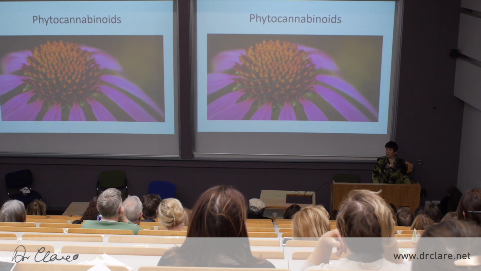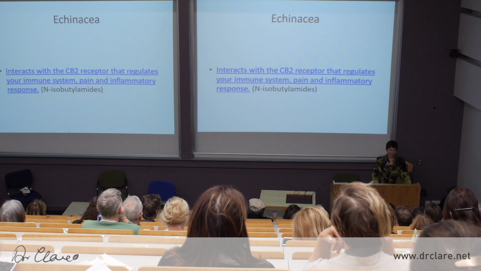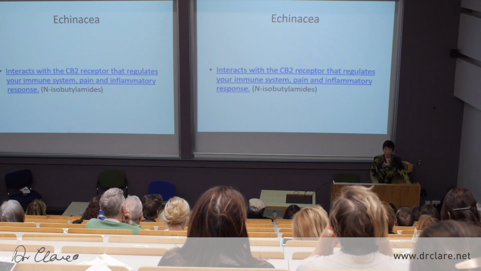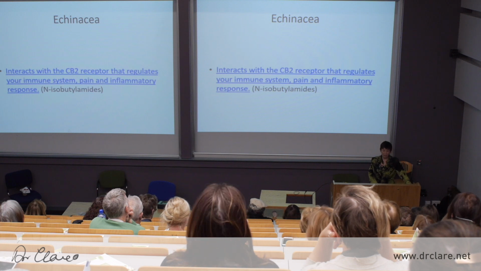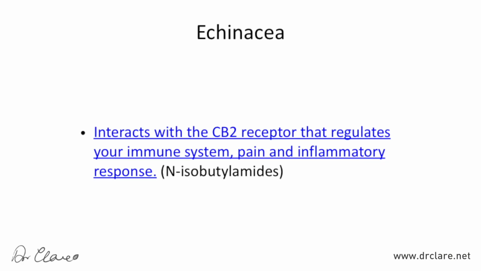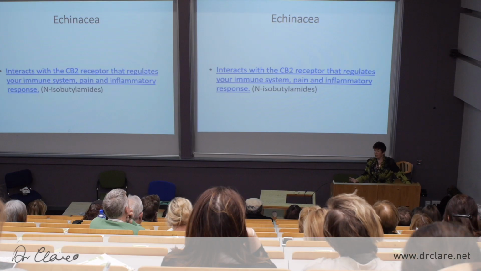Echinacea? Yeah, Echinacea. So Echinacea interacts with the CB2 receptor, same receptor. Okay? It regulates your immune system, pain, and inflammatory response. Did I know that already? Yes. Did I know it was due to endocannabinoids before I started researching this? No. So thank you all very much. Did I know that it wasn't just an influence on the immune system, but that it was also the anti-inflammatory response and fighting off infection before it starts?